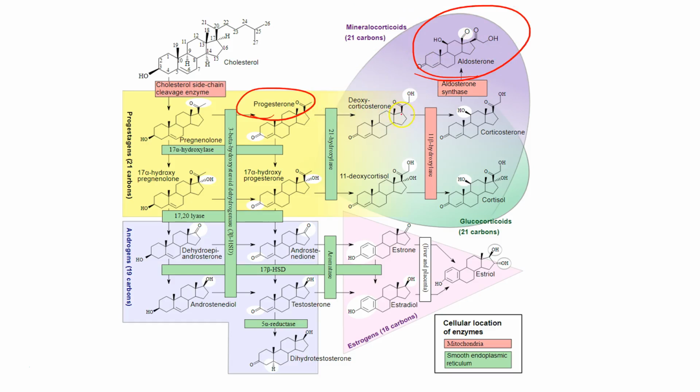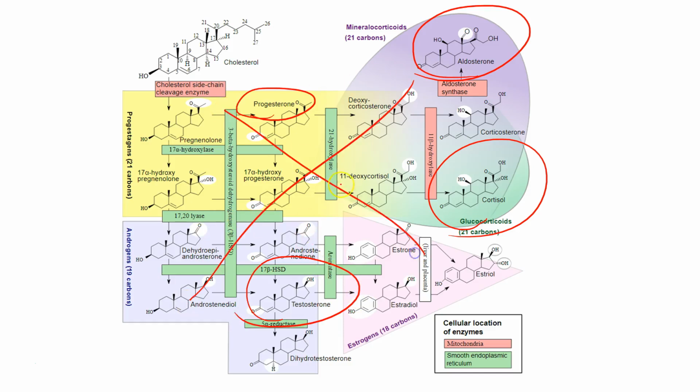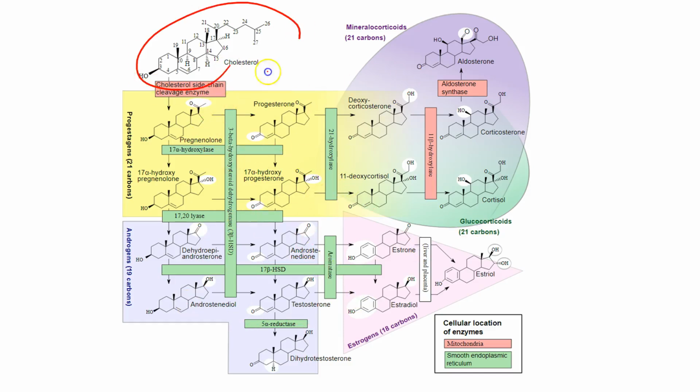Aldosterone is a hormone that keeps salts in your body so that you don't lose a bunch of salts and with it a bunch of water out of your body. Cortisol is a stress hormone that's released during stressful times to help you utilize energy better. And testosterone we talked about. So you don't have to memorize this figure, but I just point out the fact that cholesterol is important stuff.